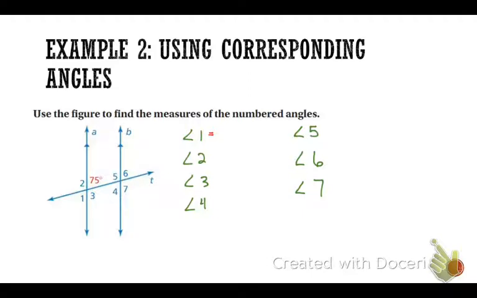Okay? So based on the information I know, what would be the measurement of angle 1? Can anybody? Maddie? 75, and why? It's vertical to the given angle measurement. Okay? So you could just say vertical to 75, since the given angle measurement does not have a number.